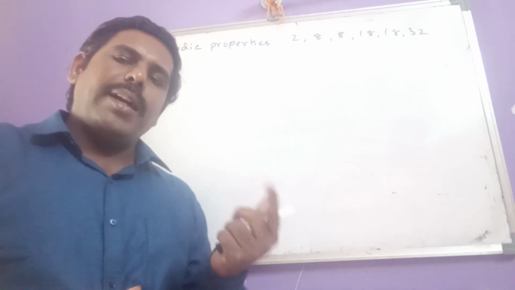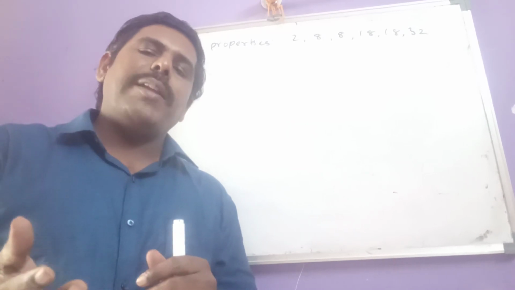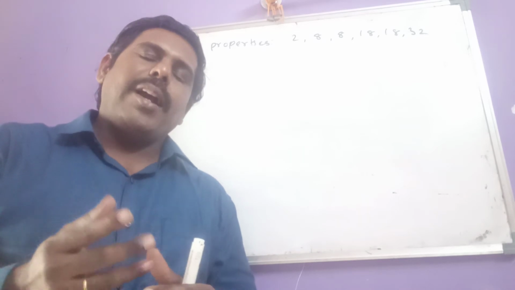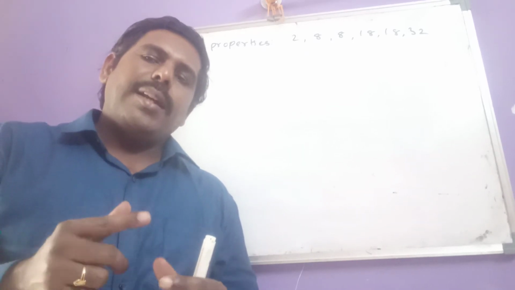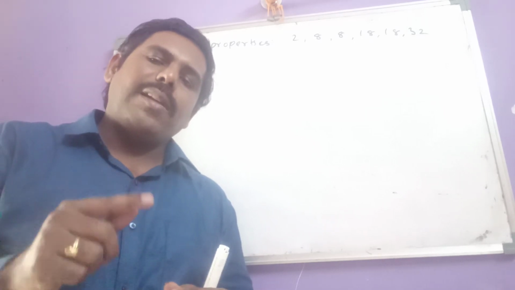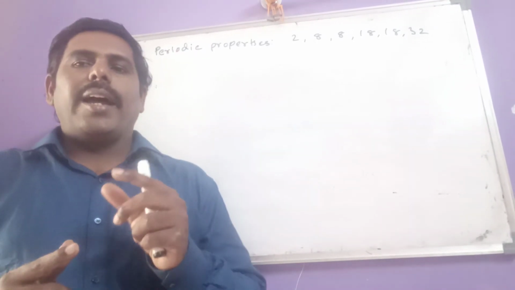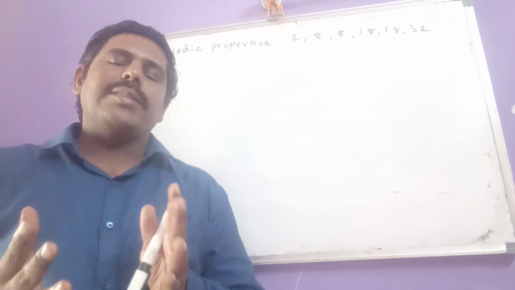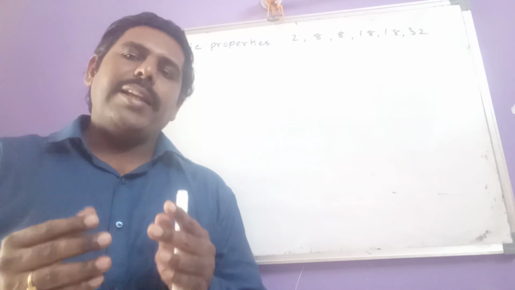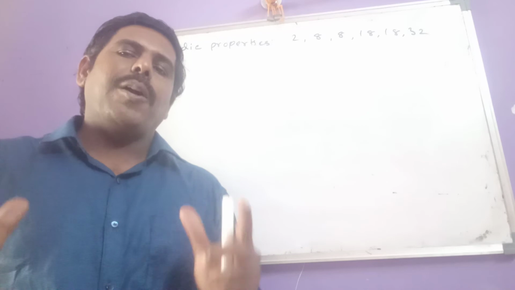So in the periodic classification lesson, we have to discuss many periodic properties. What are those? Atomic radius, ionization potential, electropositivity, electronegativity, electron gain enthalpy, metallic and non-metallic nature, oxidation states, valency, and acidic and basic nature. These are all called periodic properties.